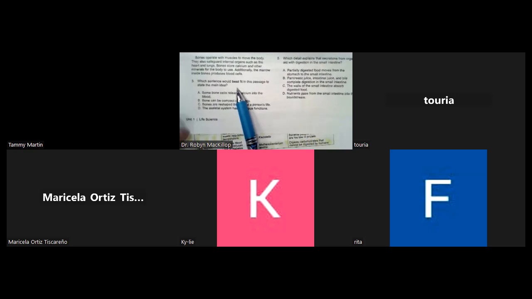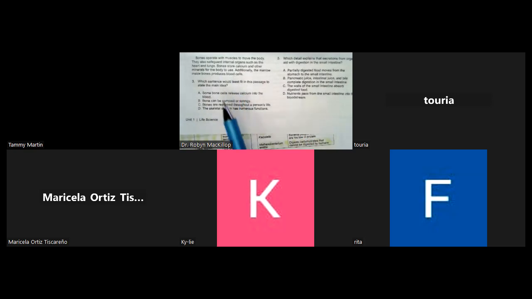All right, bones. Which sentence would best fit in the passage to state the main idea? This one we may need to read, which is just fine. It's a really short paragraph. Bones operate with muscles to move the body. They also safeguard internal organs such as the heart and lungs. Bones store calcium and other minerals for the body to use. Additionally, the marrow inside bones produces blood cells.